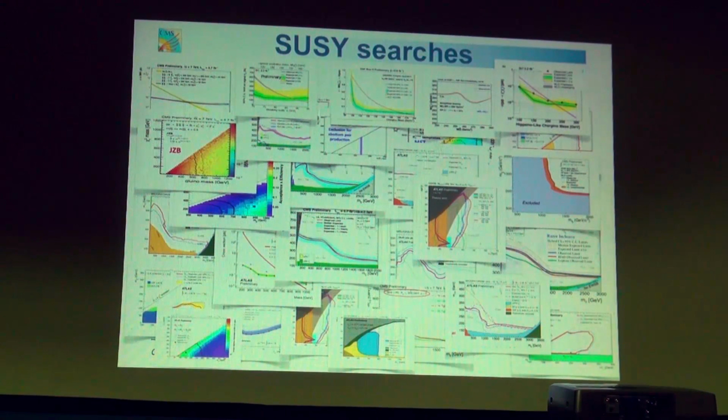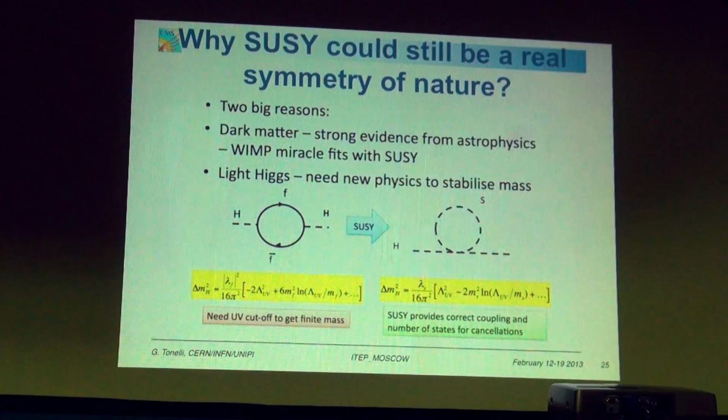And this is a typical one. I like it because SUSY is somehow similar. This was just one conference, Moriond last year, and just only CMS. So this is maybe all the plots that were shown at this conference. But SUSY is really quite an important subject because there are still good reasons to believe that it could be a real symmetry of nature.